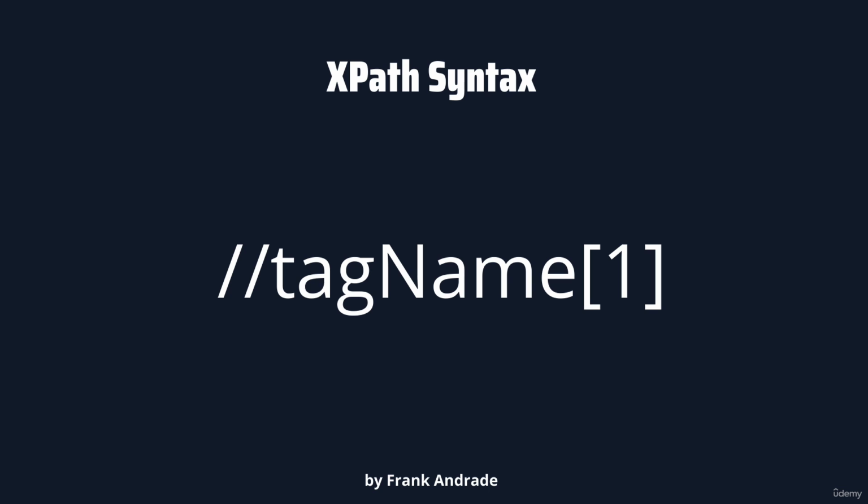Now we can select an element based on its position by using the square brackets. Let's imagine that there are two h1 tags in the page. You will pick the first writing the XPath expression double slash h1 plus 1 inside square brackets, and you will pick the second h1 tag with double slash h1 and the number 2 inside square brackets.